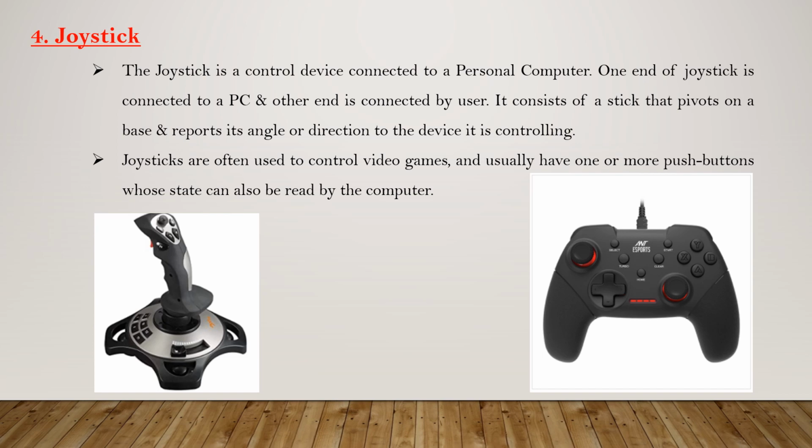Joystick. Everyone knows for what purpose a joystick is used: for playing games. A joystick is a control device connected to a PC, where one end is connected to the PC and the other end is held by the user. It consists of a stick that pivots on a base and reports its angle and direction to the device it is controlling. It is used to control video games. It can move this way also, and this way also. So these are joysticks.